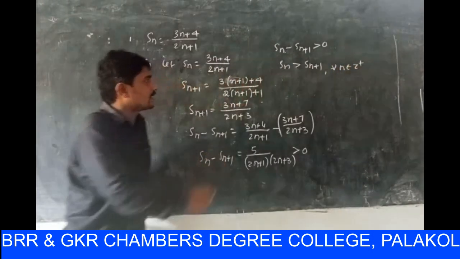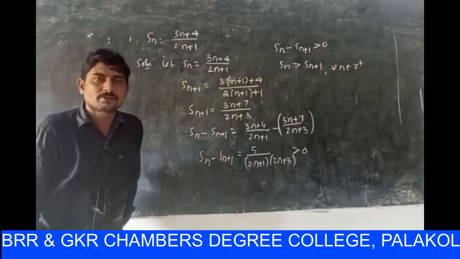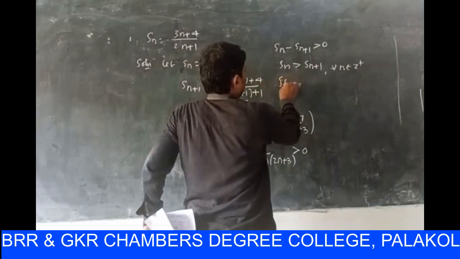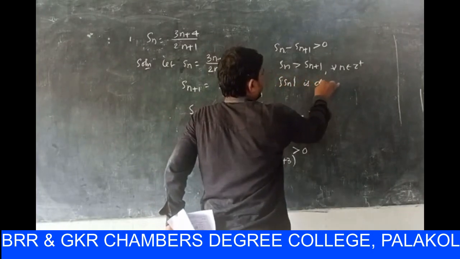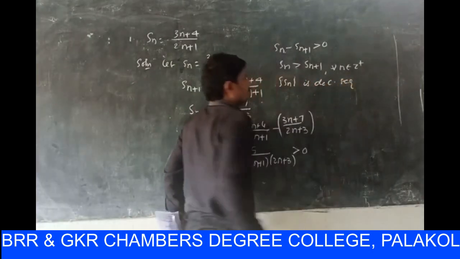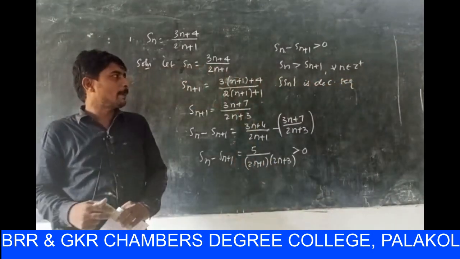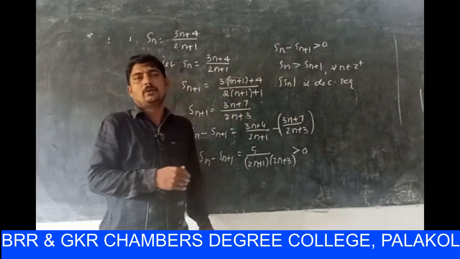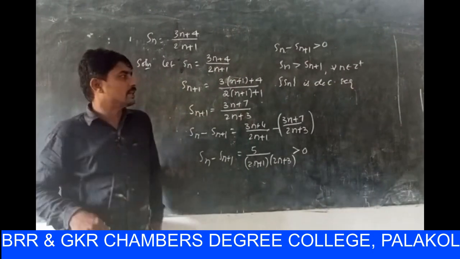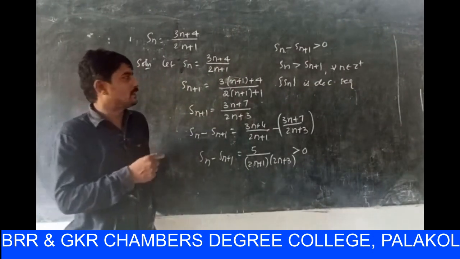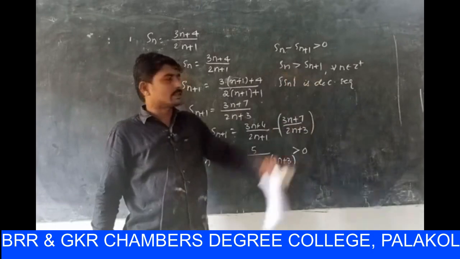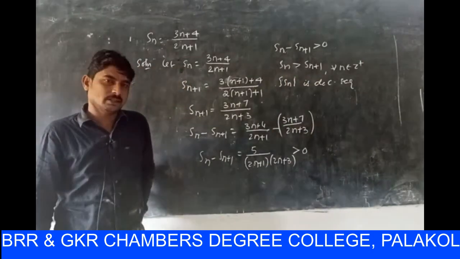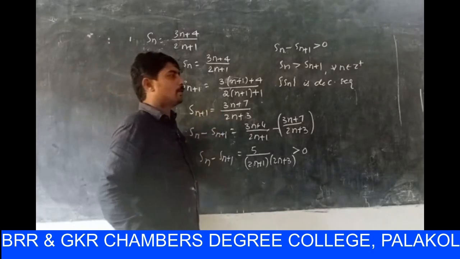By definition, Sn greater than Sn plus 1 means, according to the definition, that the sequence Sn is a decreasing sequence. So till now we have shown that this sequence is a decreasing sequence. As per the definition, whenever Sn is greater than Sn plus 1, we say that the sequence is a decreasing sequence. Now we show that this is bounded below.